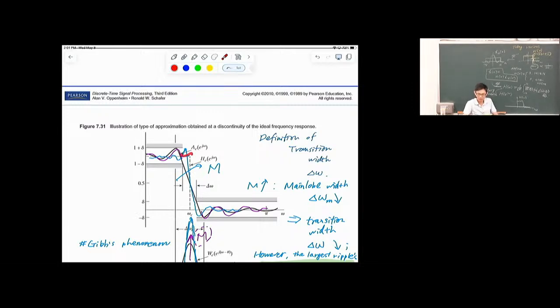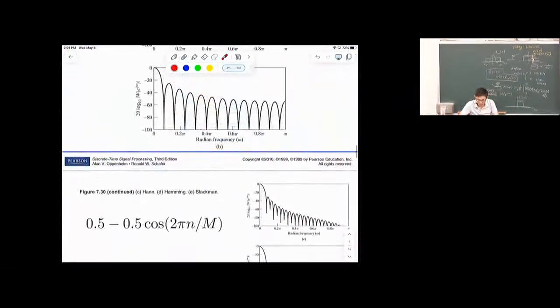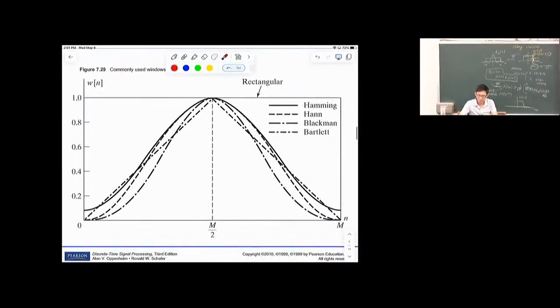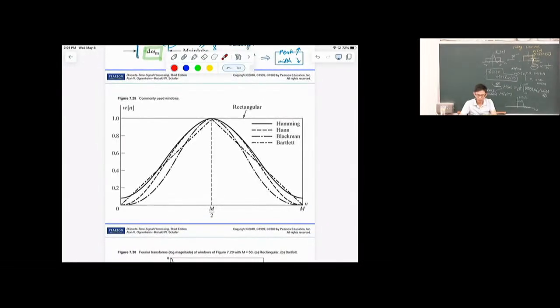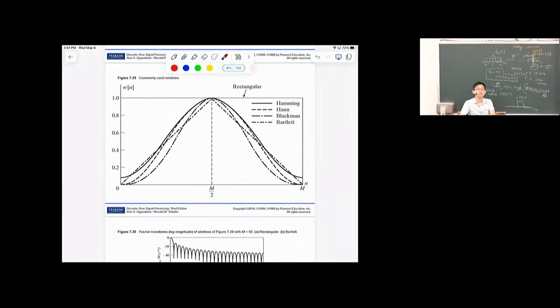If you are unhappy about this ripple, you want to really reduce it across the entire passband, then we need a better strategy and improve our approach by allowing something other than the rectangular window. So that's our next topic: a few different kinds of windows. Here is also just a plot from the textbook. Any questions so far?